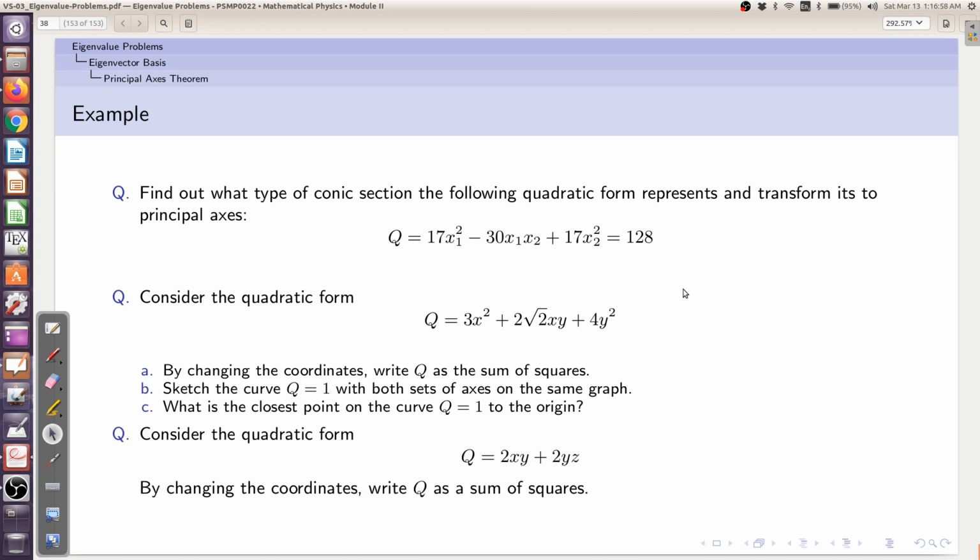And finally, this is the quadratic form. By changing the coordinates, write Q as a sum of squares. Very straightforward problem. Please try this out on your own. So with this we come to the end of this particular lecture.